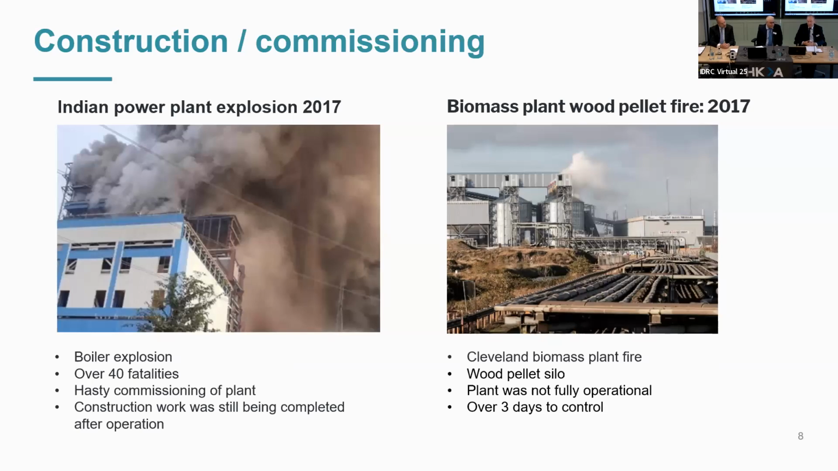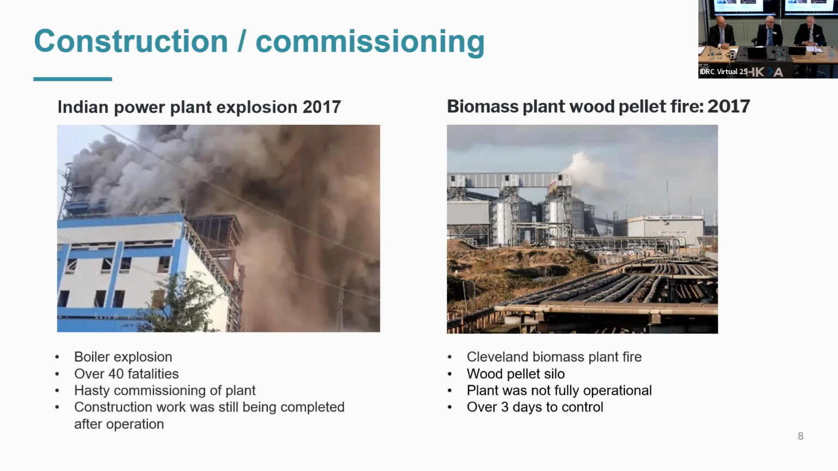The first example of construction risks is an Indian power plant explosion where a boiler exploded. Sadly, 40 people died. It was identified that this was due to hasty commissioning of the plant, and construction work was still being carried out on the boiler system whilst it was in operation.